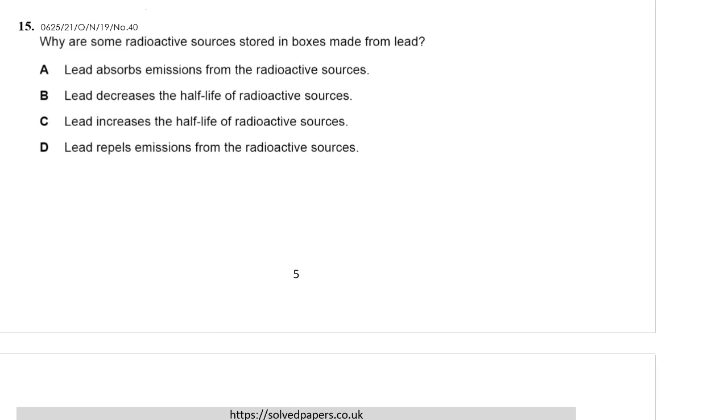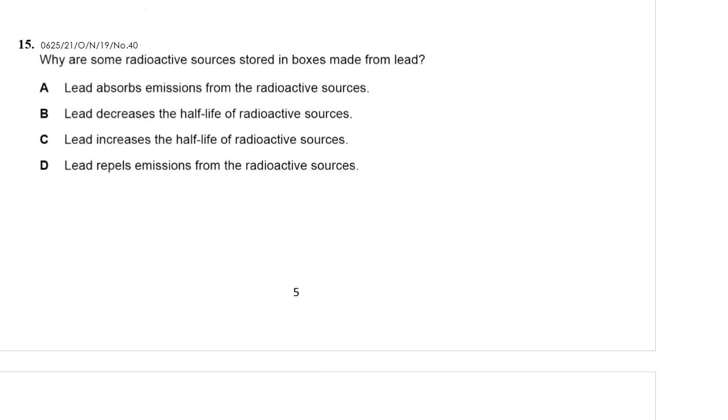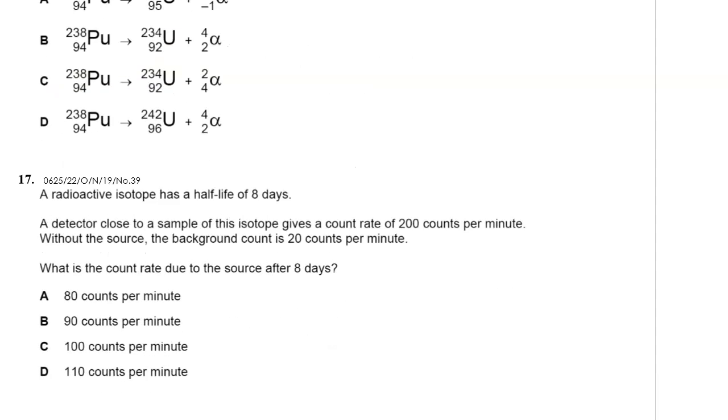Number 15. Number 15 is from variant 2.1, and this is number 40. Why are some radioactive, this is repeated many times. I don't know why we just did not do it only once. Okay, let's go to number 16.